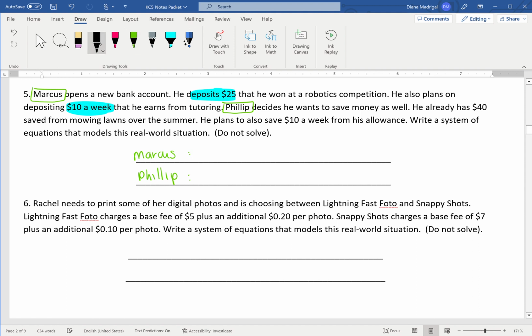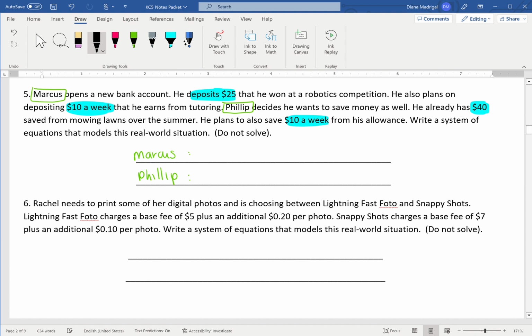Next, Philip, he already has $40 saved from mowing lawns over the summer. He plans to also save $10 a week from his allowance. Write the systems of equations that model this real world situation. Okay, once again, think about it as yourself. You are trying to save money, right? If you save up money for a month, okay, let's just say it is for a month, you don't know how much money you're going to have in total. You just know that you're going to save money for a month, but you don't know the total amount until the end of the month, right?